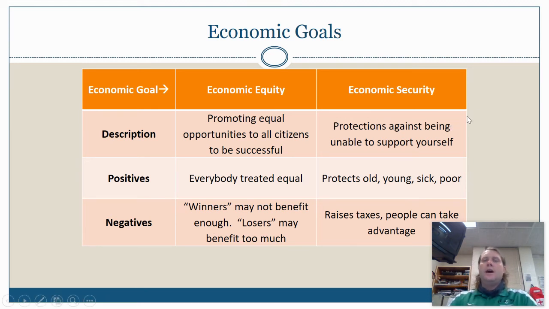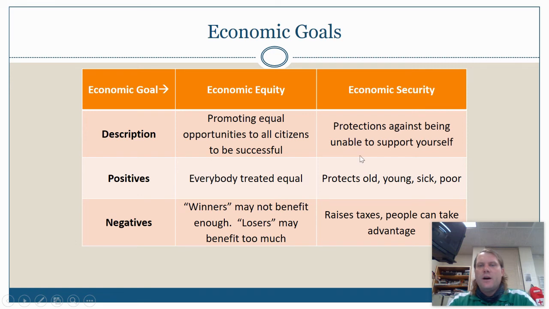Economic security. This is the idea of taking care of people that can't take care of themselves. Extremely similar to economic equity, depending on how it's conducted. Now, in the United States, we have to qualify for economic security. What I mean by that is something has to happen. I have to become too old. I have to be too young to be able to support myself. I have to get injured, maybe sick. And we also have the group of people that may not earn enough money with the current job that they have.